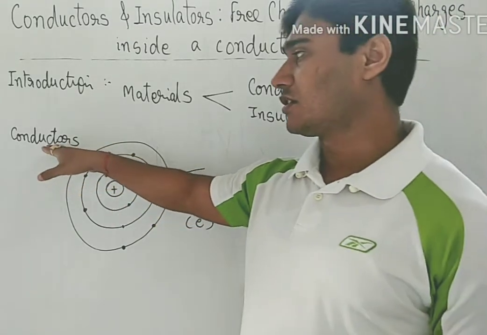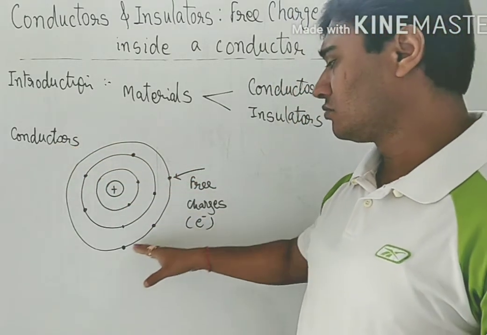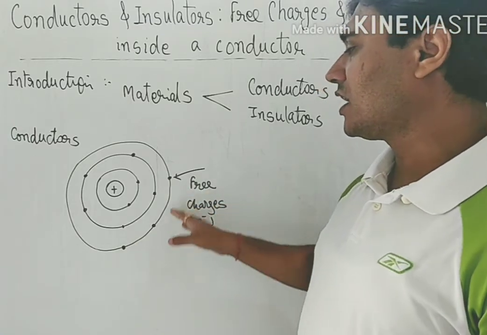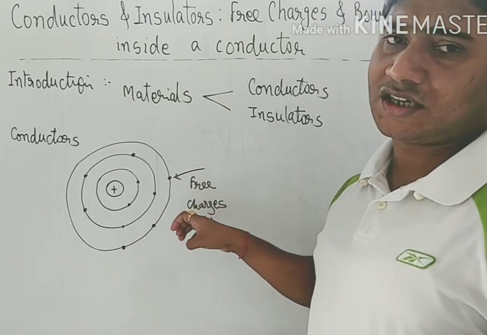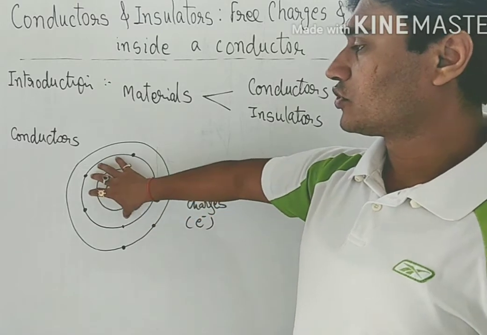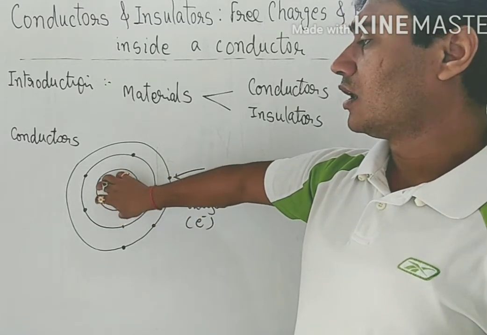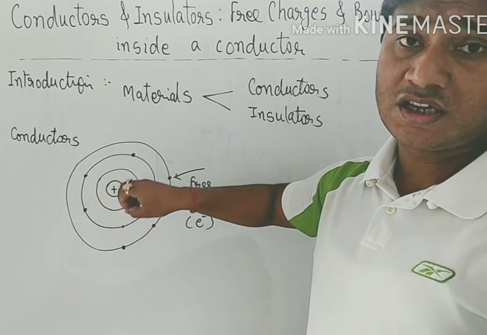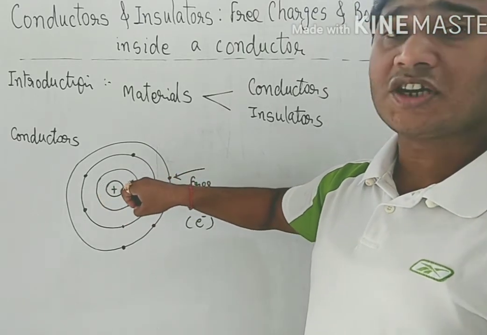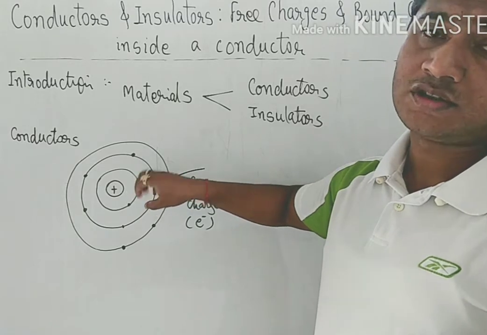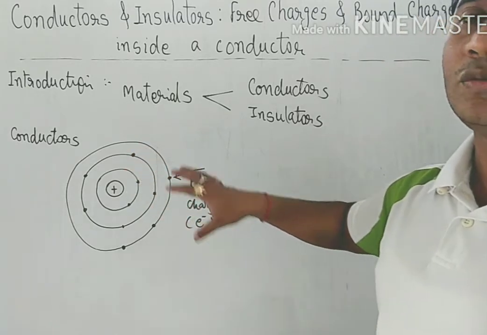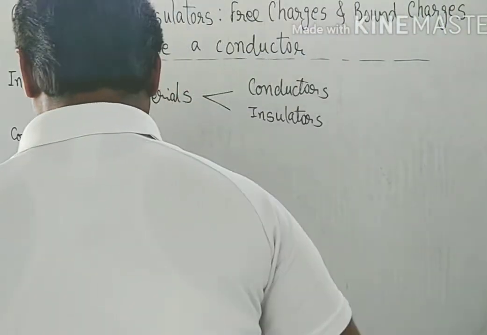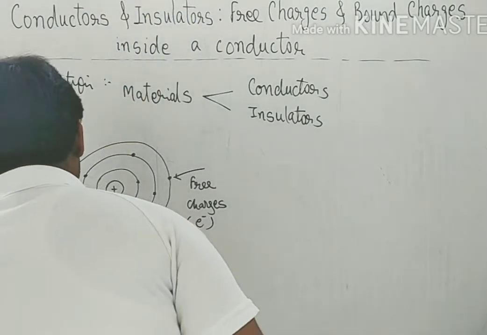But in the case of conductors, only the free electrons take part in the conduction, whereas the positively charged ions along with the nucleus remain at rest. They don't have any freedom to move at all. They remain fixed at their own positions. So now let's discuss insulators.